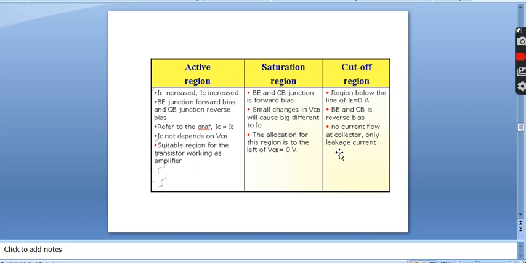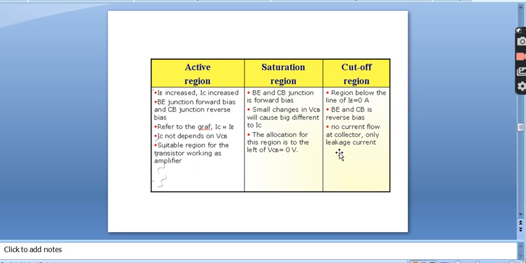Input current is equal to output current in the active region. In the saturation region, very small changes in VCB, that is the voltage drop from collector to base, which is the output voltage, will cause large changes in IC.